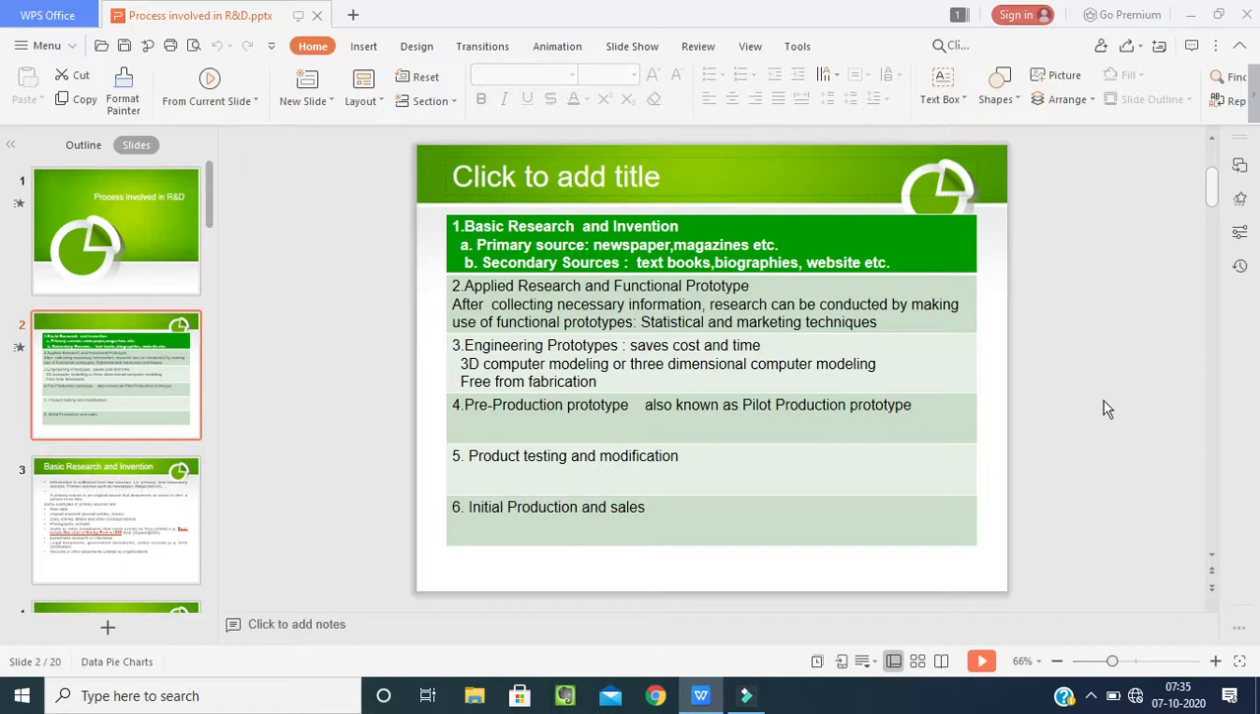Now, the second step is applied research and functional prototype. What is the main function? After collecting the data, they will go for the applied research. They want to see whether it is functional or not. After collecting the necessary information, researchers or expert people will connect. Research can be conducted by making use of functional prototypes like statistical and marketing techniques.